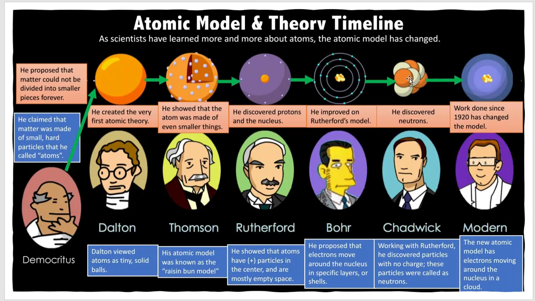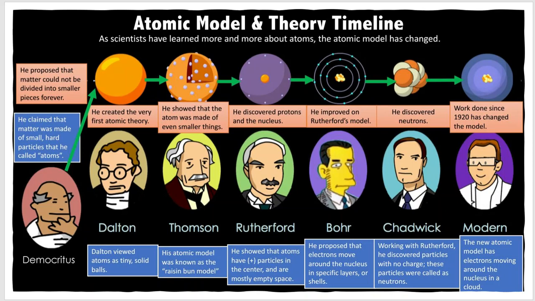There are other experiments and other scientists that can be named here. Here's a timeline. If you do a quick Google search on atomic theory history timeline, you can get a bunch of different ideas. But that's essentially what we need to know from 2-1. And again, your teacher will have other worksheets that you can do to help you remember all of this information.